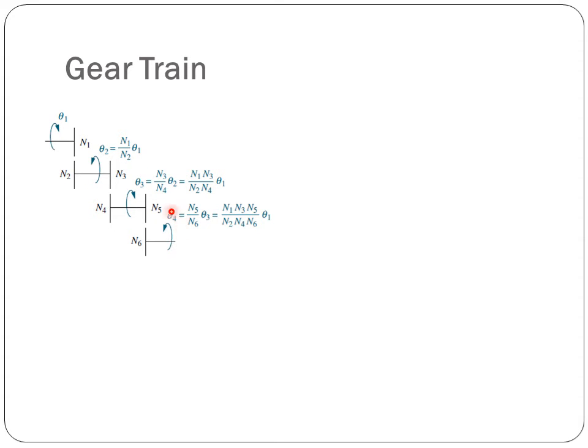And finally we can see that theta 4 is nothing but theta 1, which is this one, multiplied with all this ratio n1 by n2, n3 by n4, n5 by n6. You can see that here. So it's very simple. We just multiply 3 different ratios, n1 by n2, n3 by n4, n5 by n6, instead of 1. So we have to remember this formula, that we have to multiply the gear ratio multiple times to find theta 4 from theta 1.